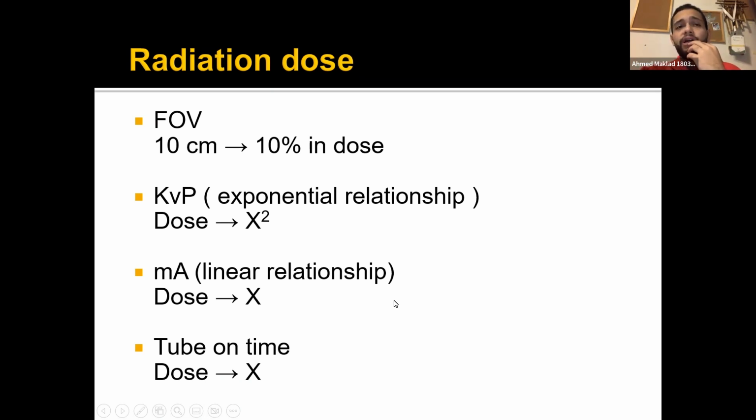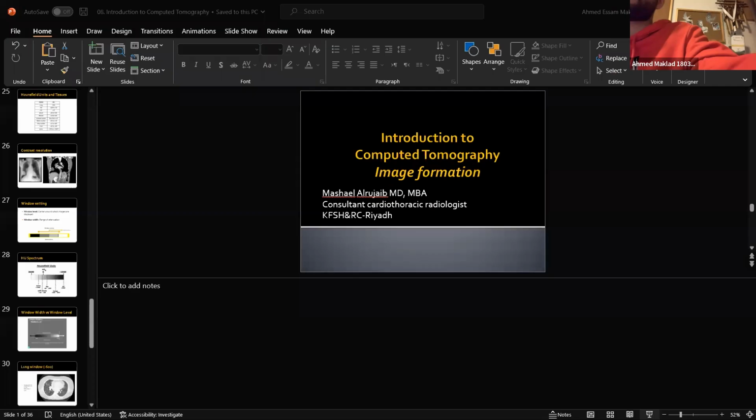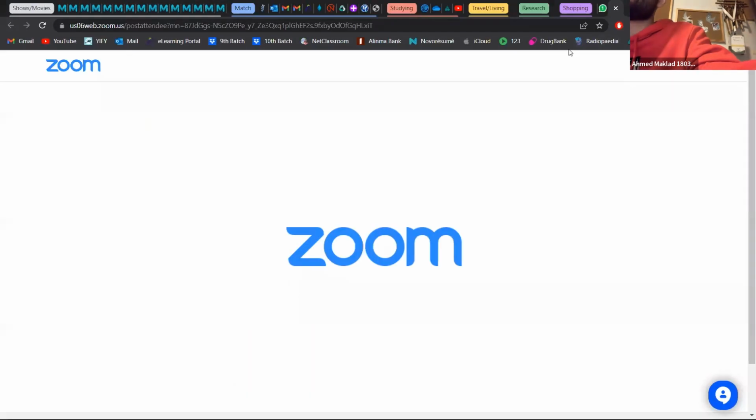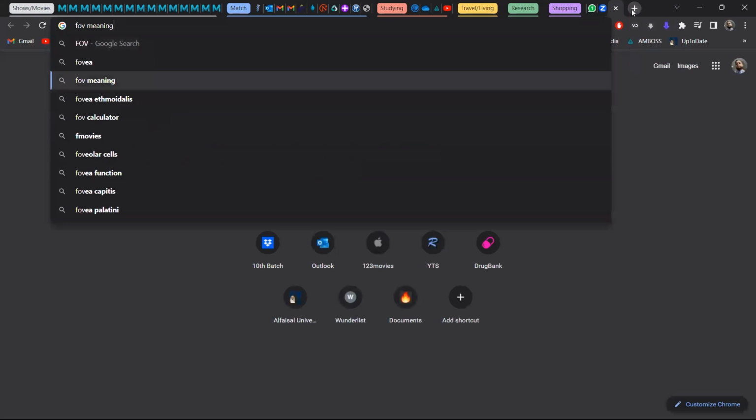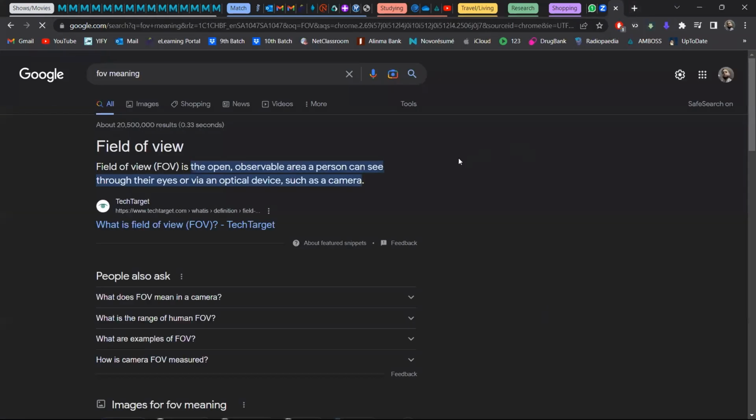What is FOV? I'm not sure. Not sure what FOV is. Want to Google it? Let's Google it real quick. It's field of view. Oh, nice. All right.